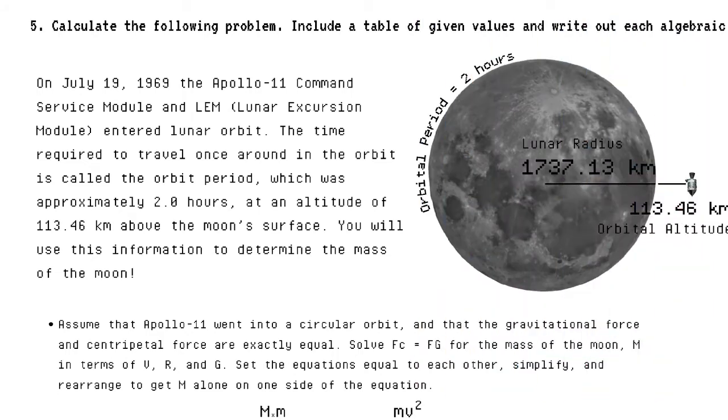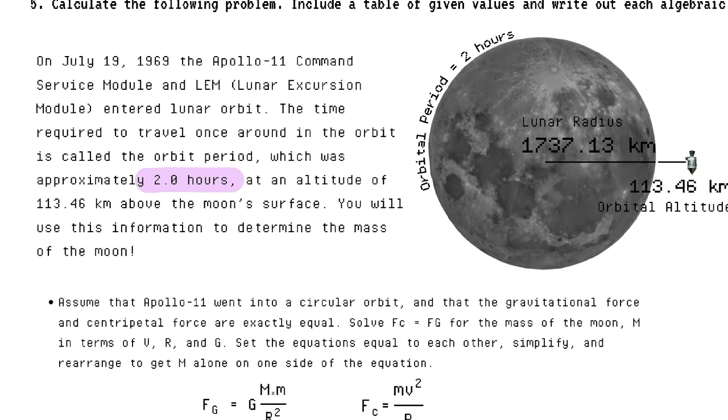First thing I'm going to do is just highlight the important values that we're going to use for our calculations. So 2 hours, 113.46 kilometers, and what we're trying to find is the mass of the moon.